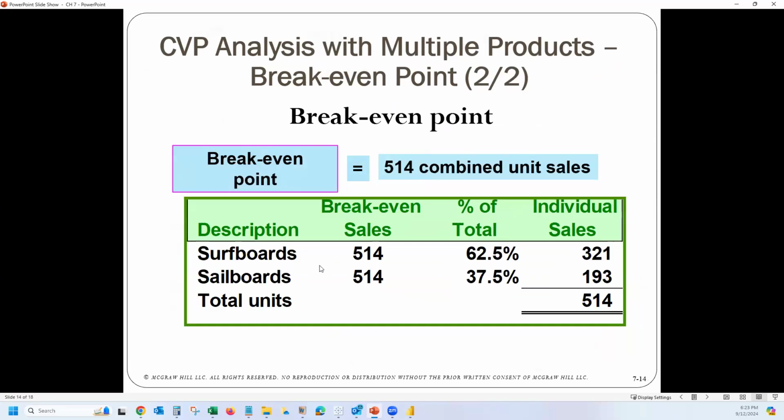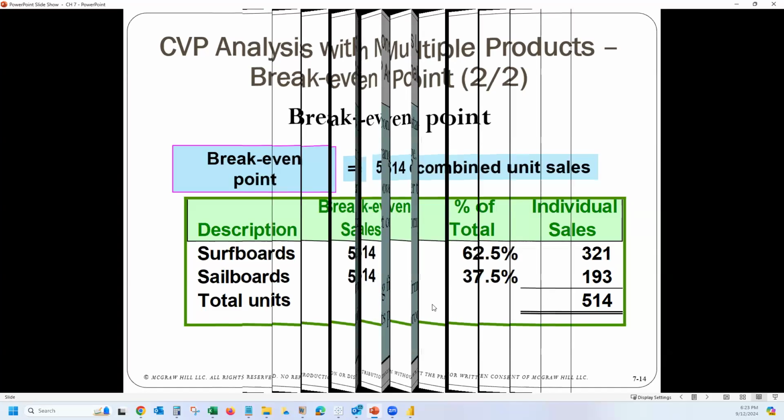So basically, this is what I explained previously. So for the softboards, they will need to have 321 units of softboards in the sales mix and 193 units for the salesboards, at least for them to break even.